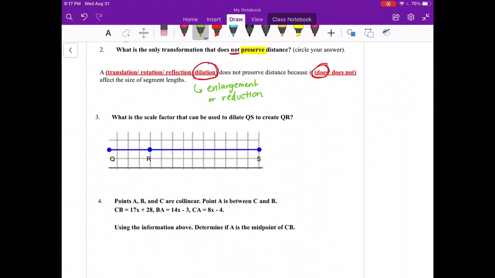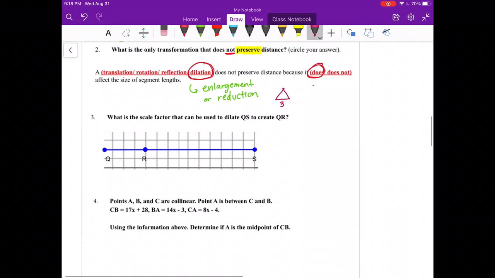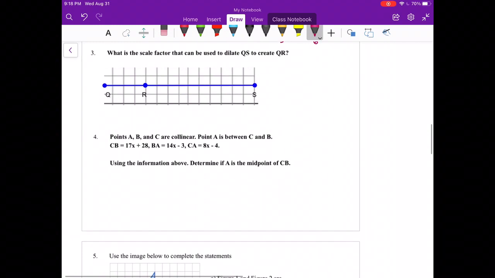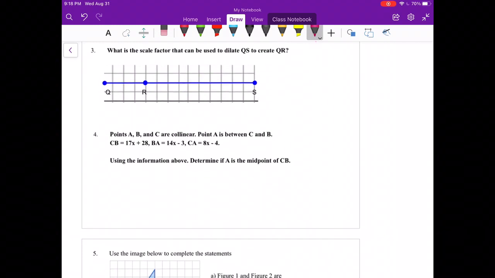That basically means we're making something bigger or we're making something smaller. Think about it this way. If I were to take one triangle that has a length of 3 and I wanted to enlarge it and make it 2 times bigger, then my segment would now be 6 units long instead of 3. That's why a dilation does not preserve distance. And so now we're on to question number 3.